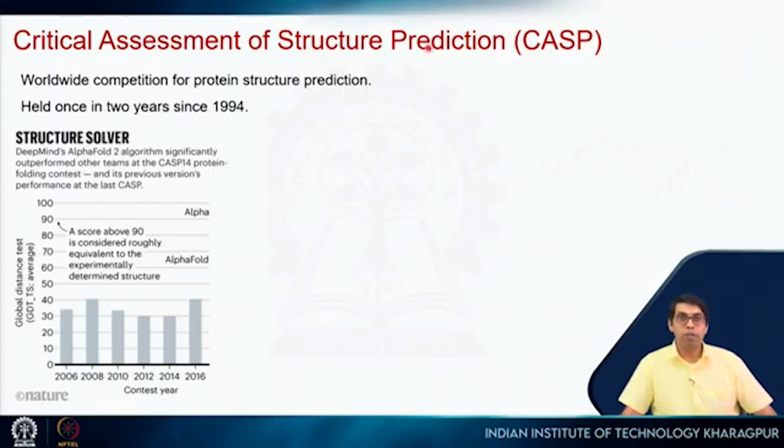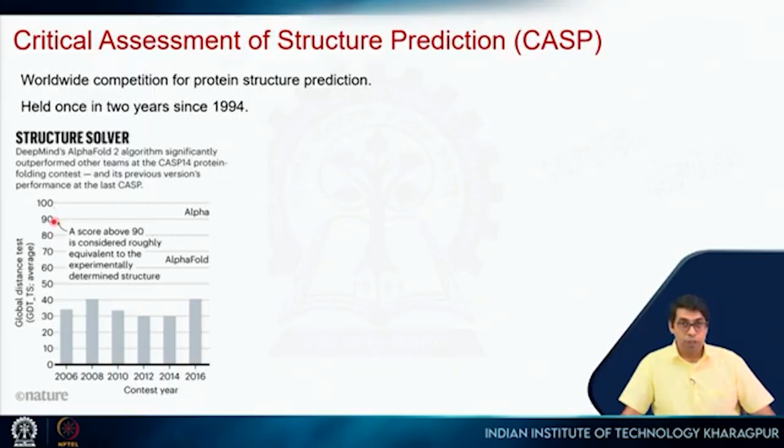So there is this particular worldwide competition that happens every 2 years since 1994. It is called Critical Assessment of Structure Prediction. So here all these groups worldwide who are working on this problem have developed their algorithms. They are given sequences whose structures have been solved by different groups, but have not been released. They are asked to predict the structure, and then the predicted structures are compared with the experimental structure, and then some score is given.